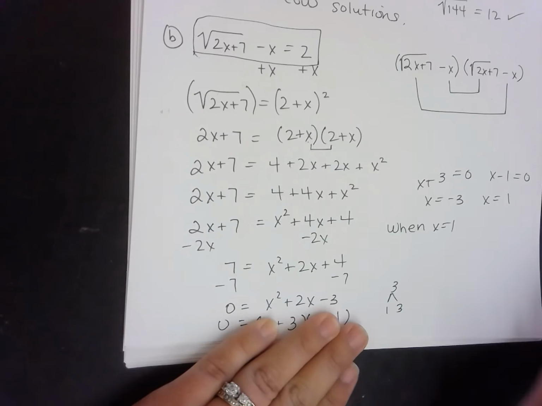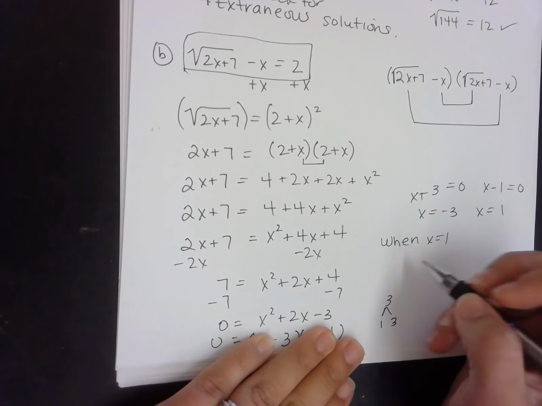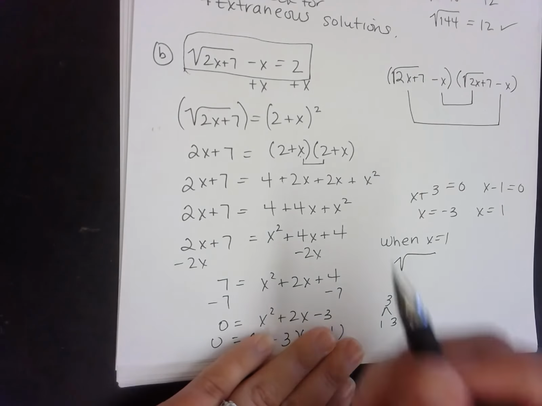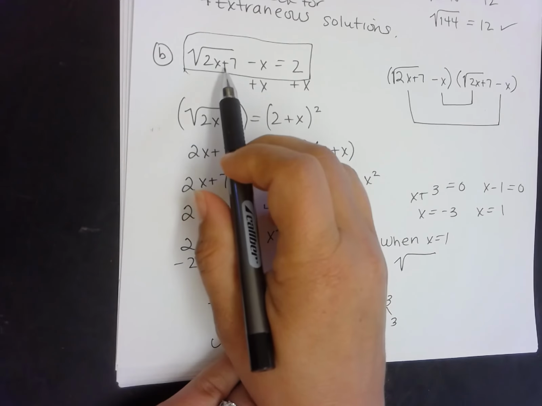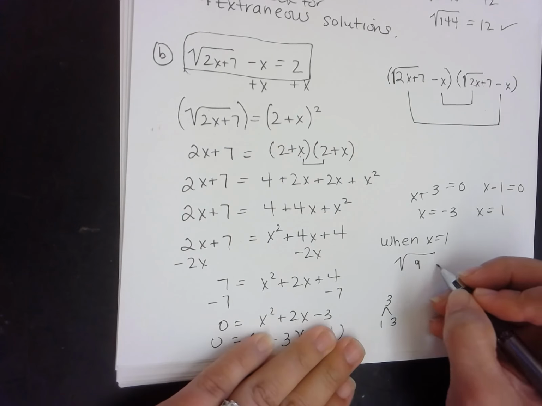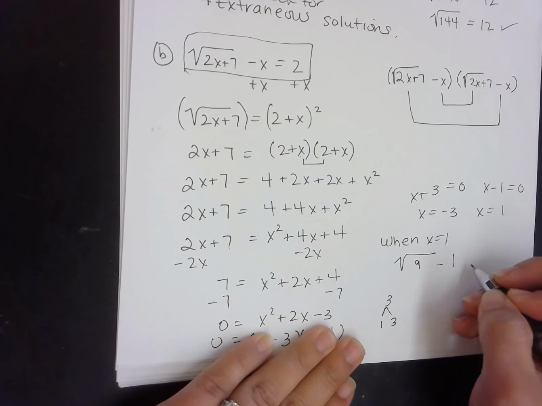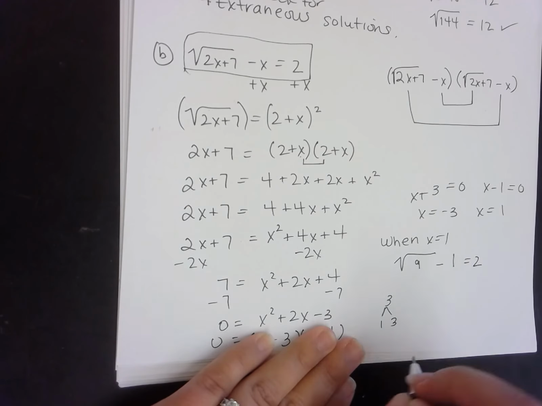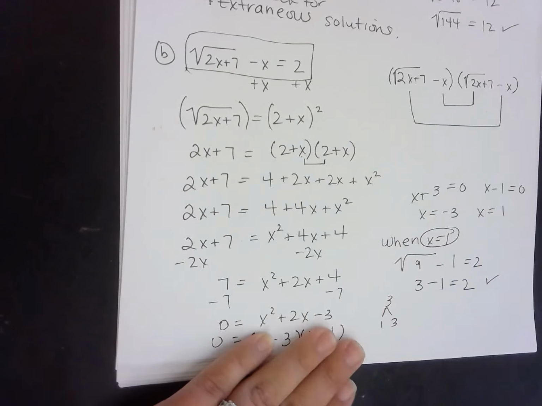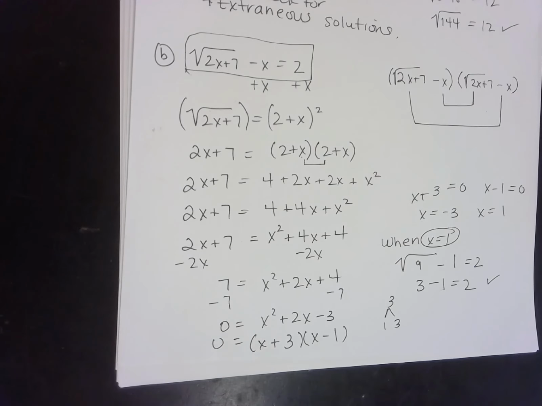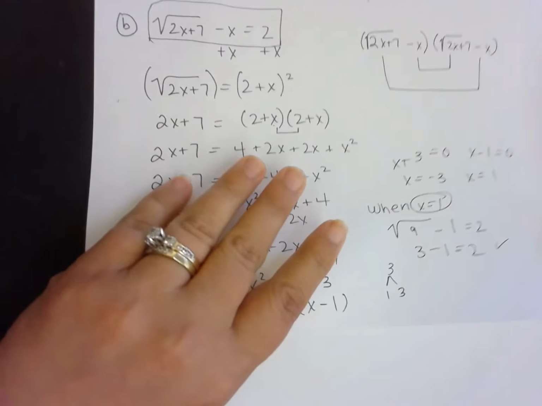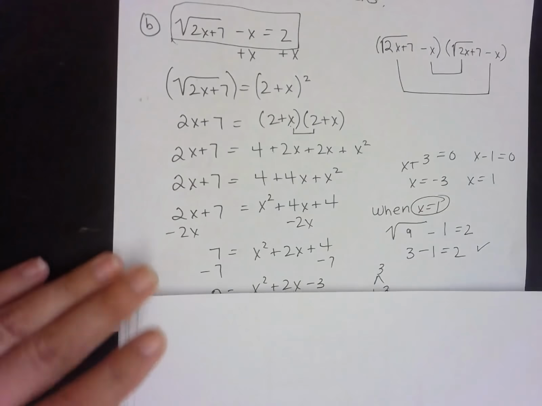Okay, I'm going to plug in 1 for x. That's going to give me underneath my radical here 2 times 1, which is 2, plus 7, which is 9. So I have the square root of 9, and then I have minus my x, which is 1, is equal to 2. And so the square root of 9 is 3, minus 1, which is 2, and that means that my x equals 1 is a solution. Okay, so let me move to another page here. All right.